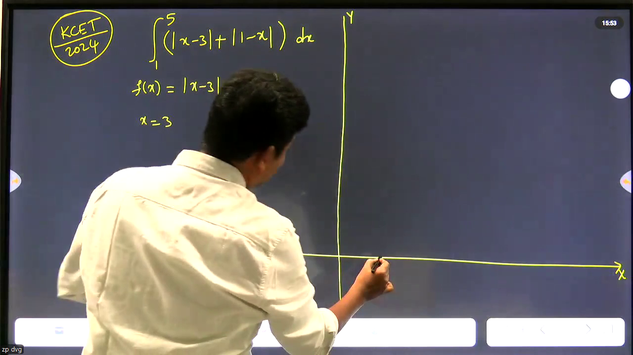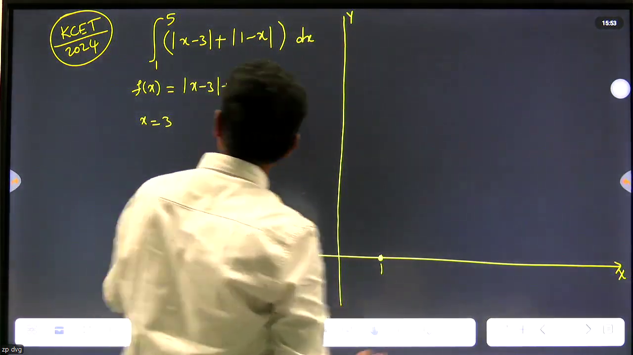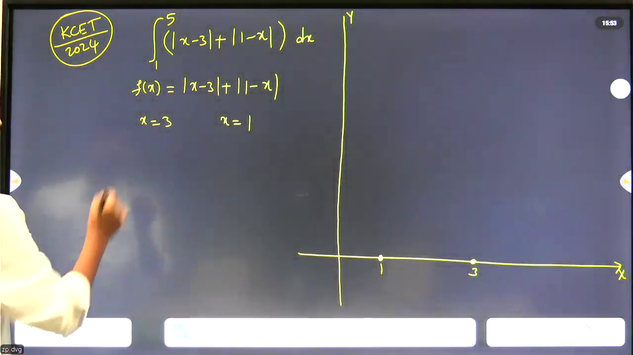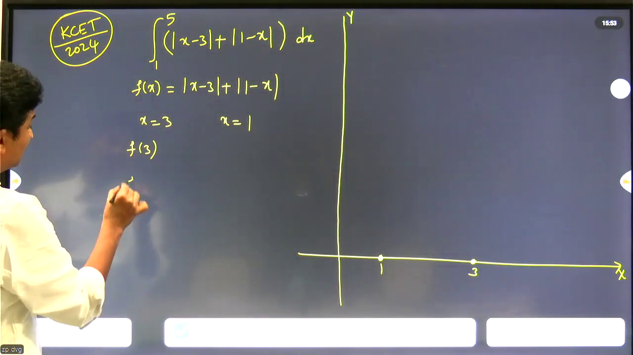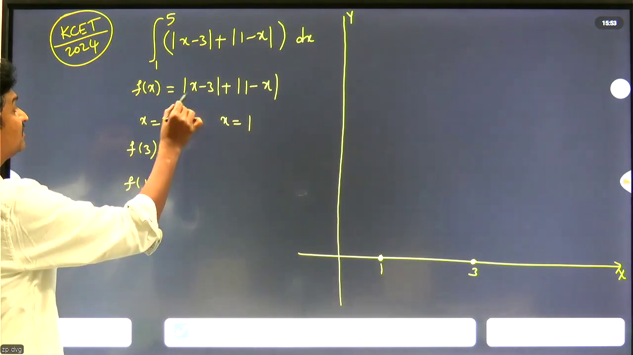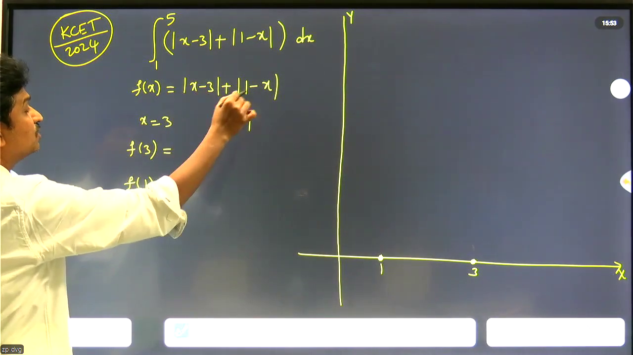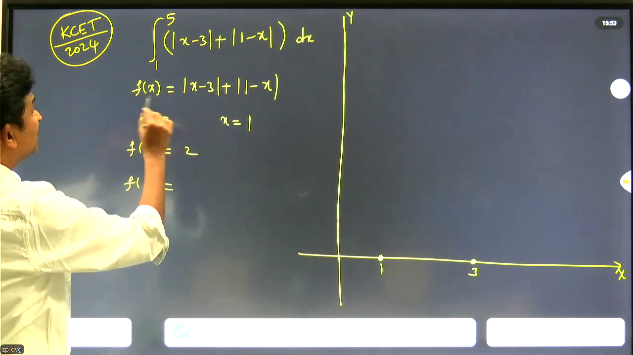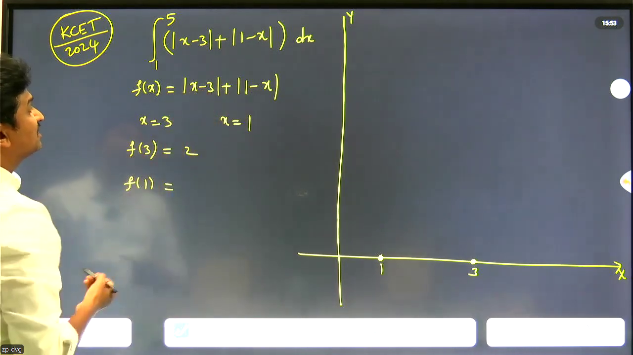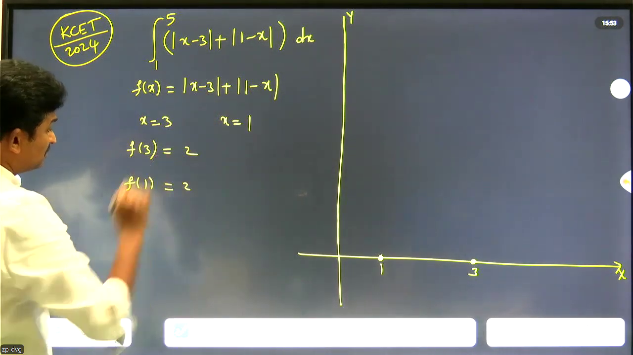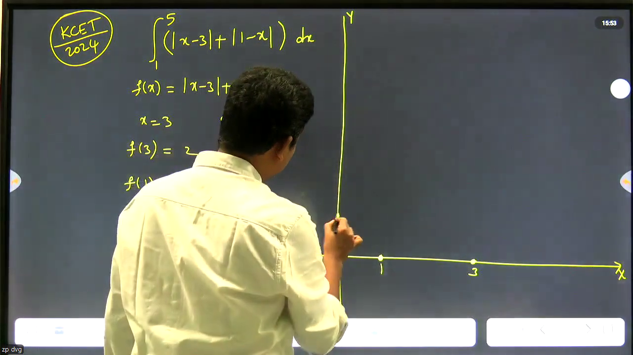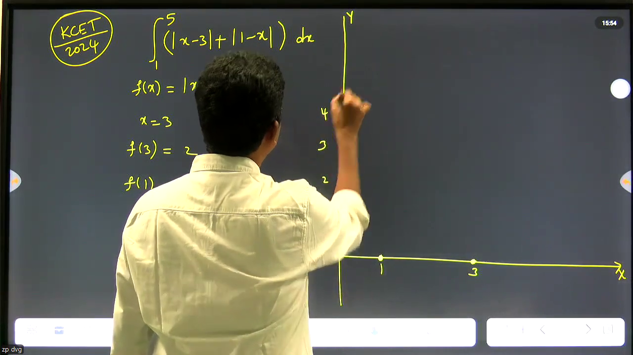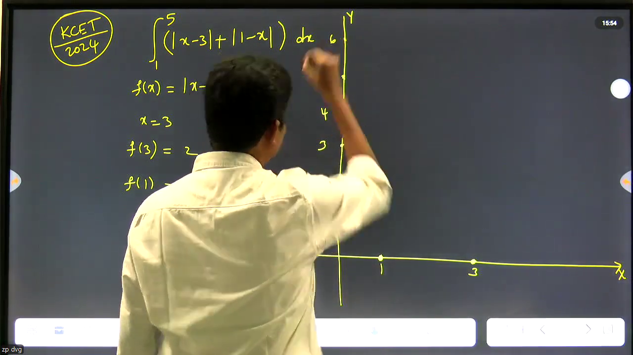Now, one point is x equal to 1, and another point is x equal to 3. Now you calculate f of 3 as well as f of 1. For f of 3, put x equal to 3: this will become 0, and 1 minus 3 is minus 2, modulus of minus 2 is 2. For f of 1, put x equal to 1: this will become 0, and 1 minus 3 is minus 2, so this is also 2.